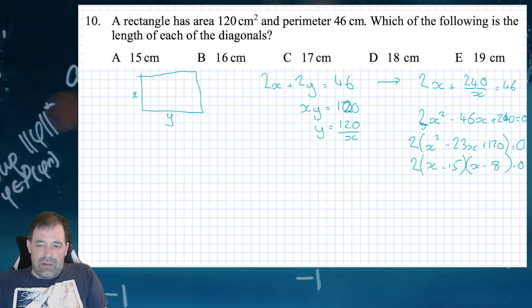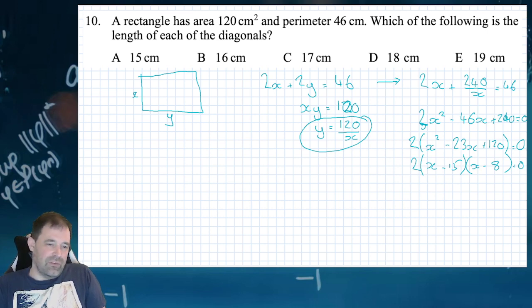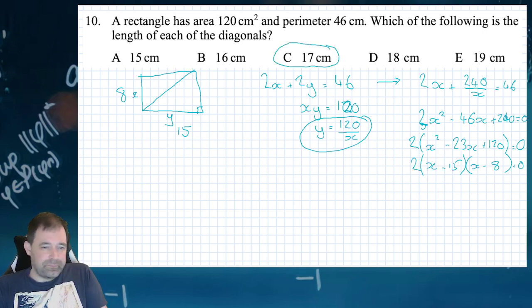So x is, so y will be the other one because of this fact here. We know x times y is 120, so if x is 15, y will be 8, vice versa. But according to our diagram, x is going to be 8. So our diagram, x is 8, y is 15, and you're going to get a Pythagoras triangle here, and then if you've got 15 and 8, it is 17 as one of the Pythagorean triples.